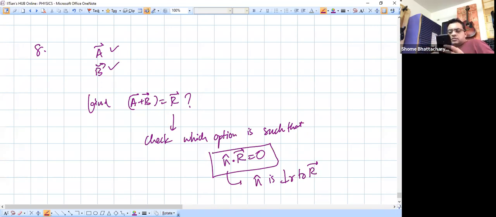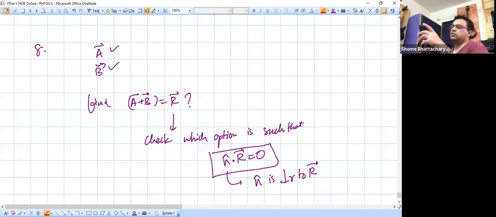Alright, anything else? Okay, so just give it a try with these concepts now. If any other question is also there, just give it a try with the concepts that you've learned in today's lecture. You should be able to solve most of the questions.